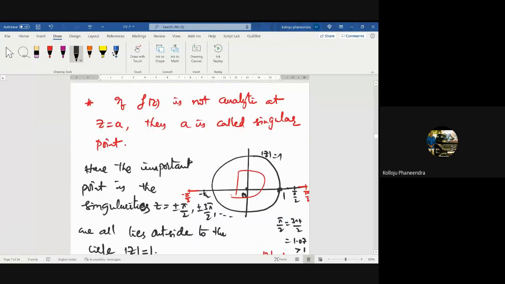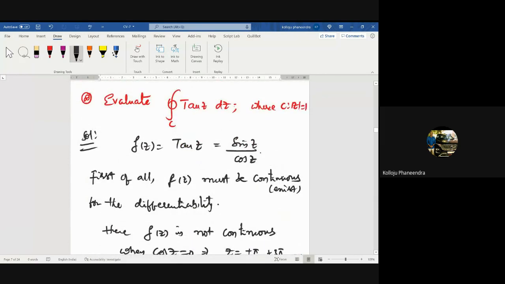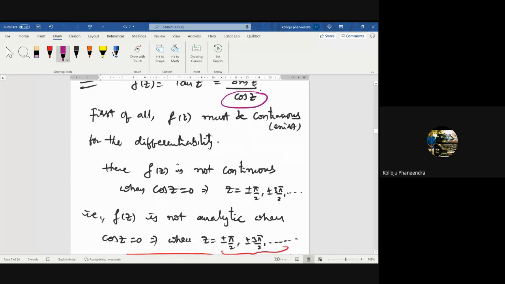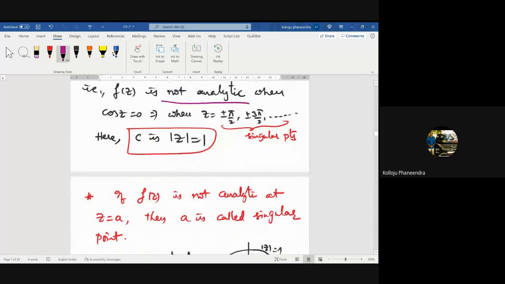See, once again I am explaining this problem. f of z equal to tan z. Tan z means sin z by cos z. Now onwards I will tell, not analytic means this denominator is equal to 0. At those points where this denominator is equal to 0, the function is not analytic. Therefore, at cos z equal to 0, means z equal to plus or minus pi by 2, plus or minus 3 pi by 2, the function is not analytic. So those are called singular points.